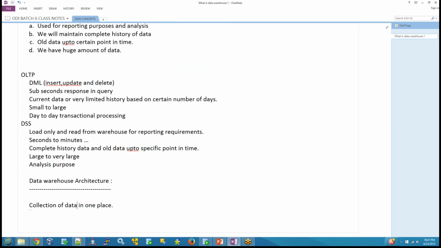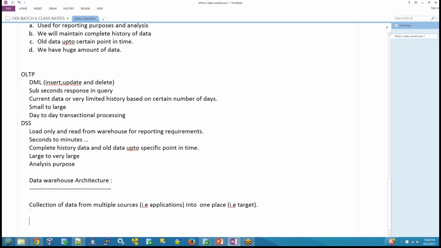Collection of data from what? Collection of data from multiple applications. Now I'm renaming applications into multiple sources. So the source is nothing but an application, and the data goes into one place. That place I'm calling the target, right? I'm targeting it, so I'm considering it as a target. So now the sources and then the target.